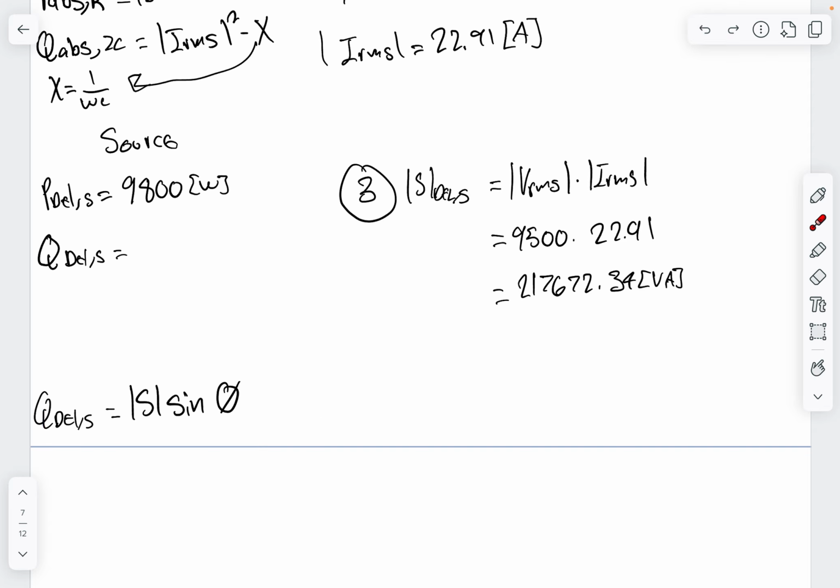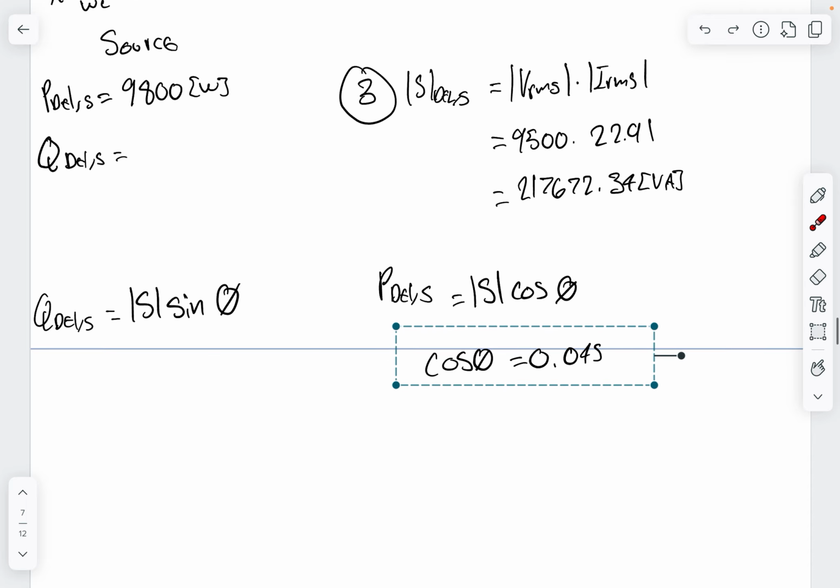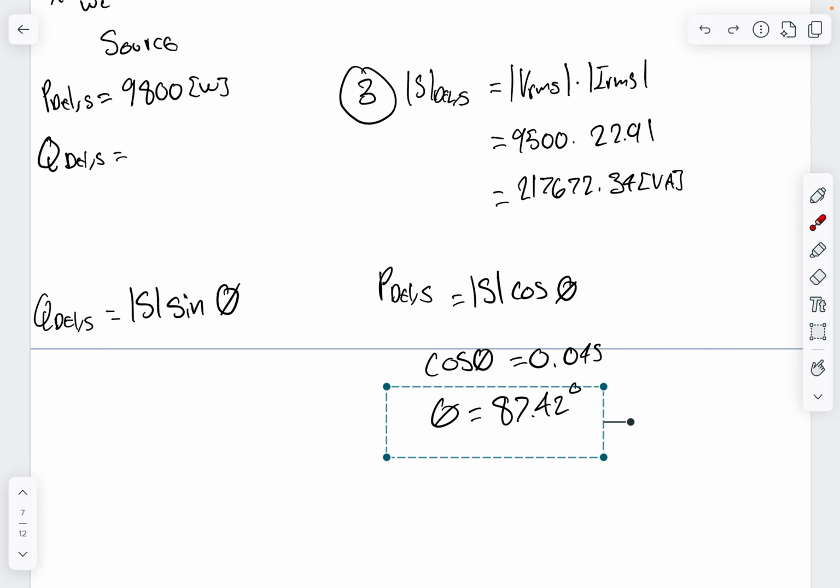But luckily, there is another equation that we can use, with values that we already have. The active power delivered is the magnitude S times cosine delta. We already have both of these, so we just solve for delta. For that, we just divide both sides by magnitude S, and we get cosine delta is equal to 0.045. From there, we just take the inverse cosine of both sides, and we get that delta is equal to 87.42 degrees.